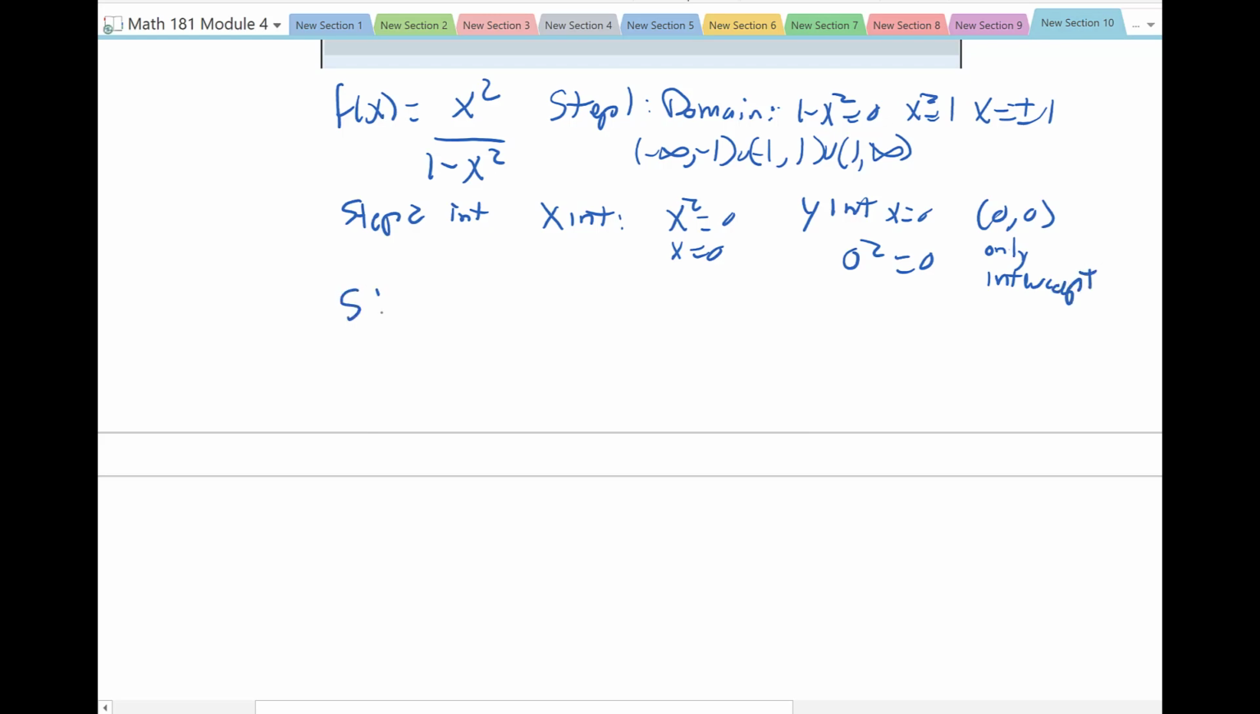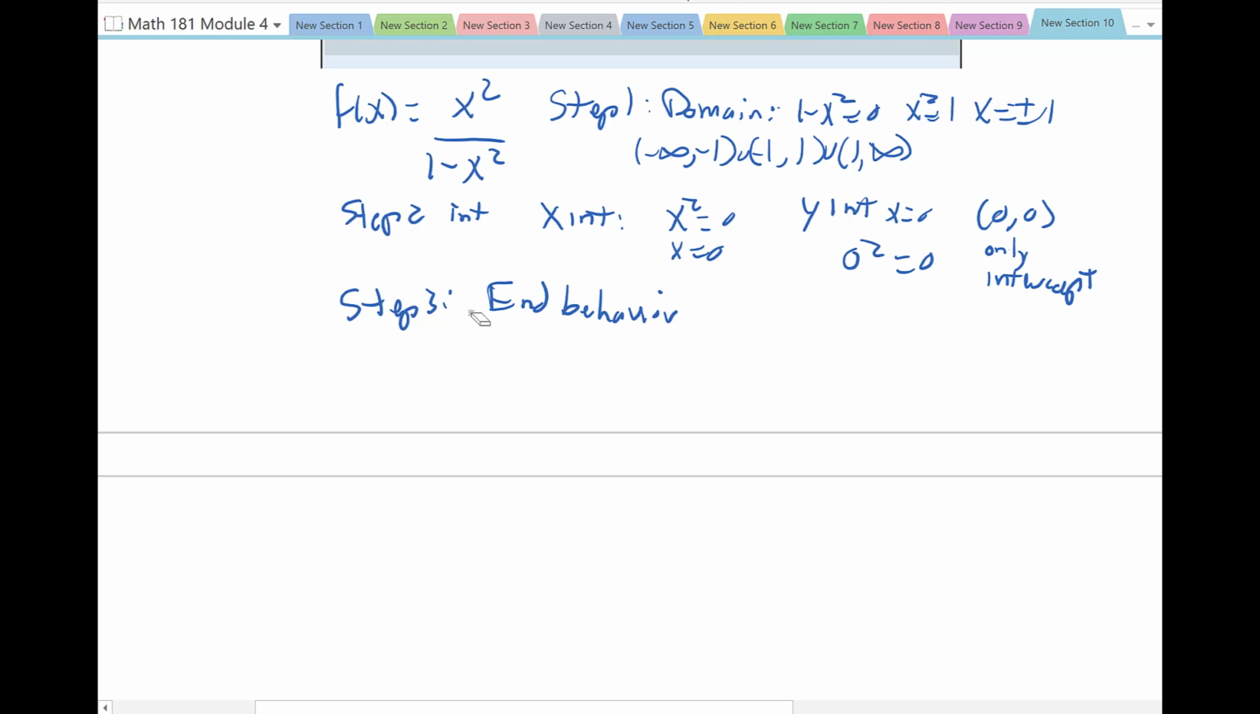Okay, step 3 is end behavior. So we'll look at the limit as x approaches 1 from the right side of x squared over 1 minus x squared. And we get negative infinity. No, I skipped a step. Sorry. That's the next part.